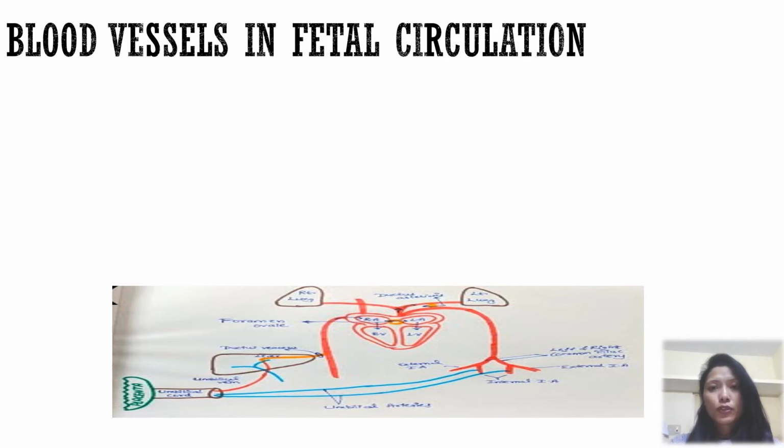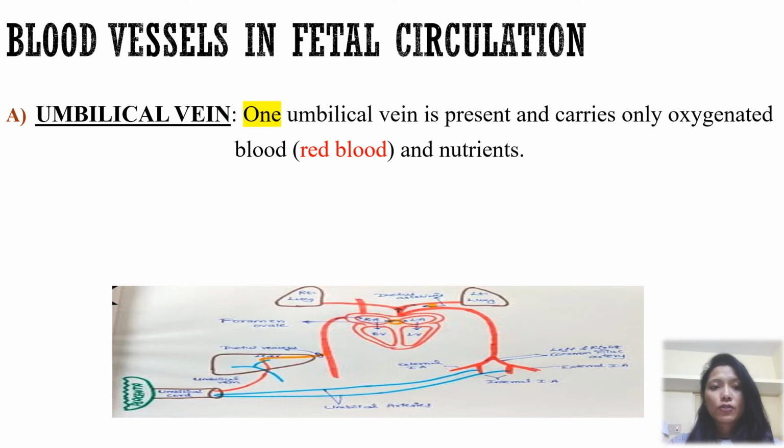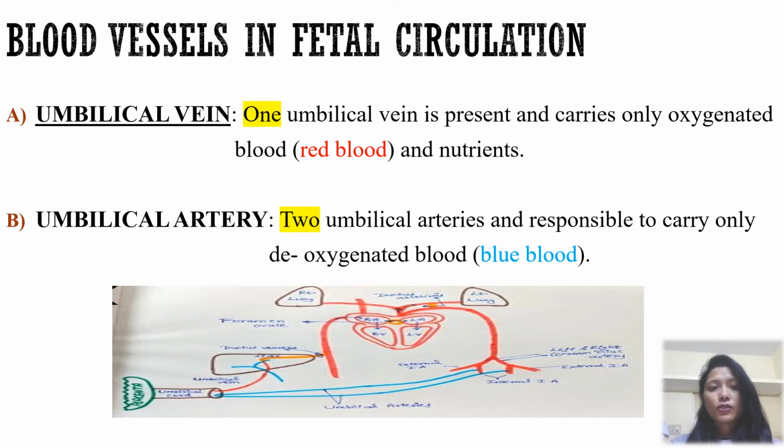How many blood vessels are there? This is also an important point you should know, because in the exam you might get a question on how many veins or how many arteries there are. I have mentioned a few points here. There is one umbilical vein, which supplies the oxygenated or good blood. There are always two umbilical arteries in the fetal circulation, which always carry the bad, deoxygenated blood. These two blood vessels should not be forgotten while you are writing the fetal circulation.